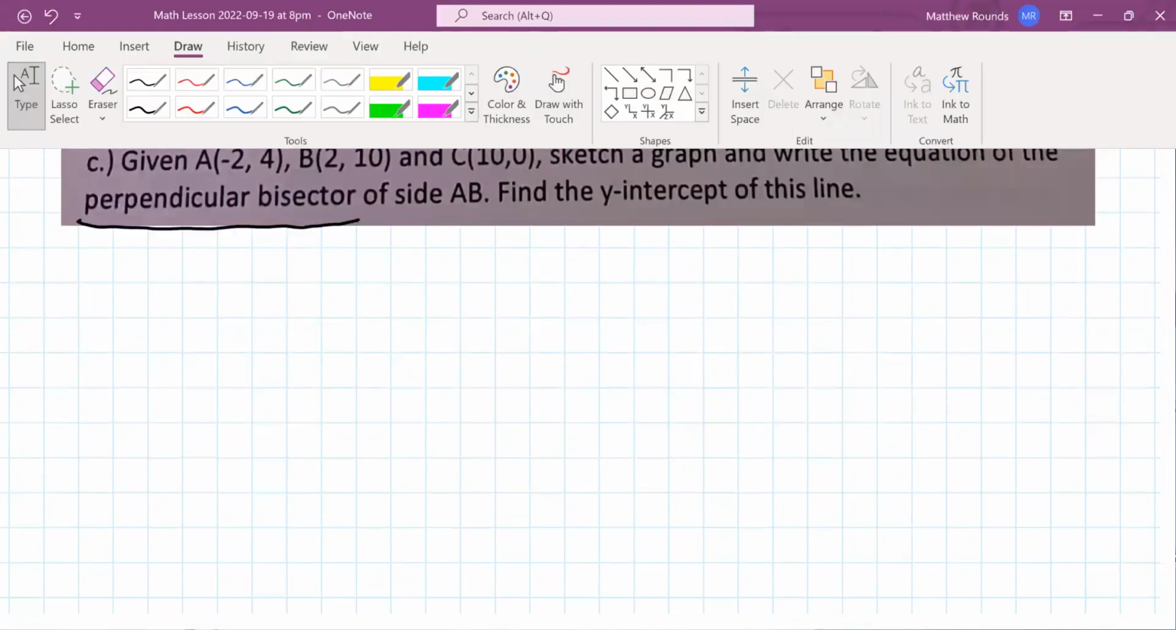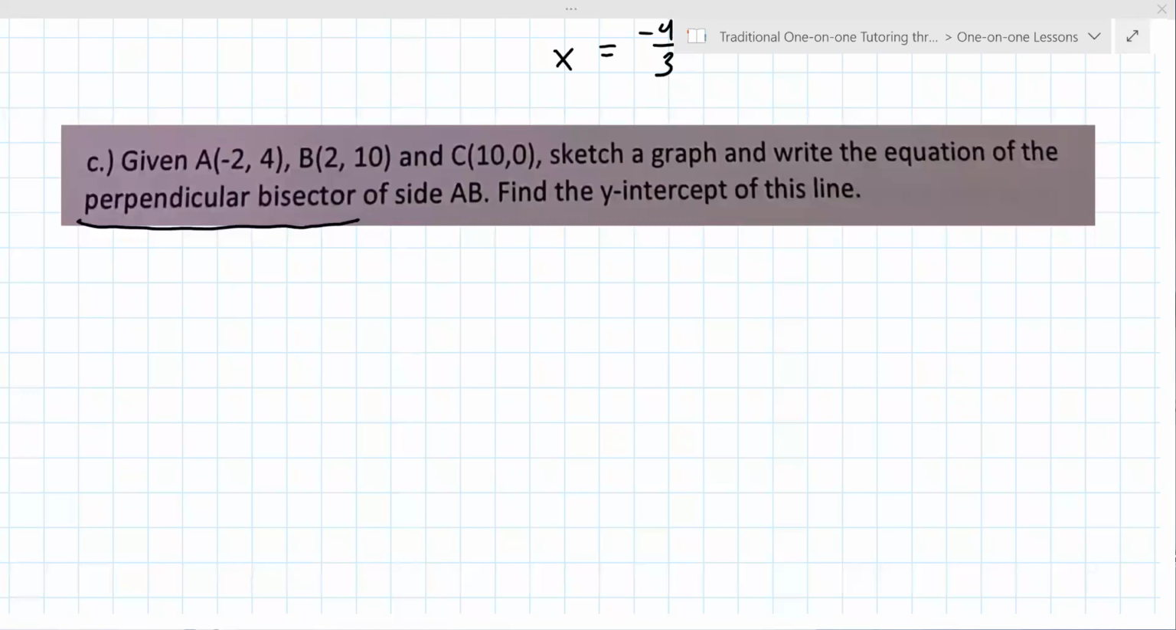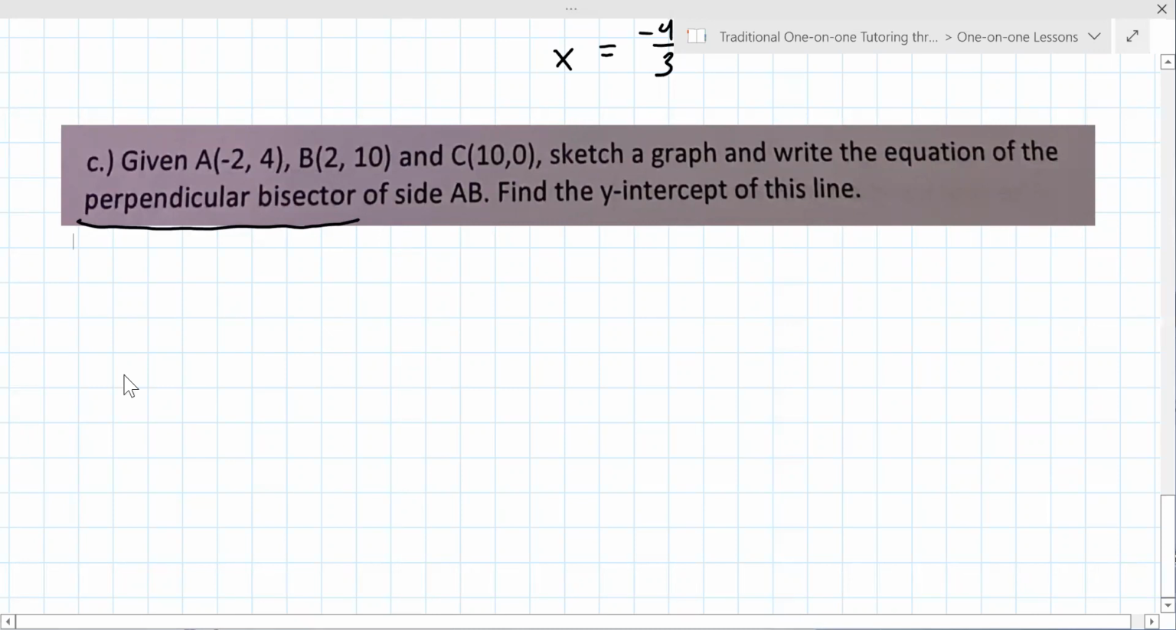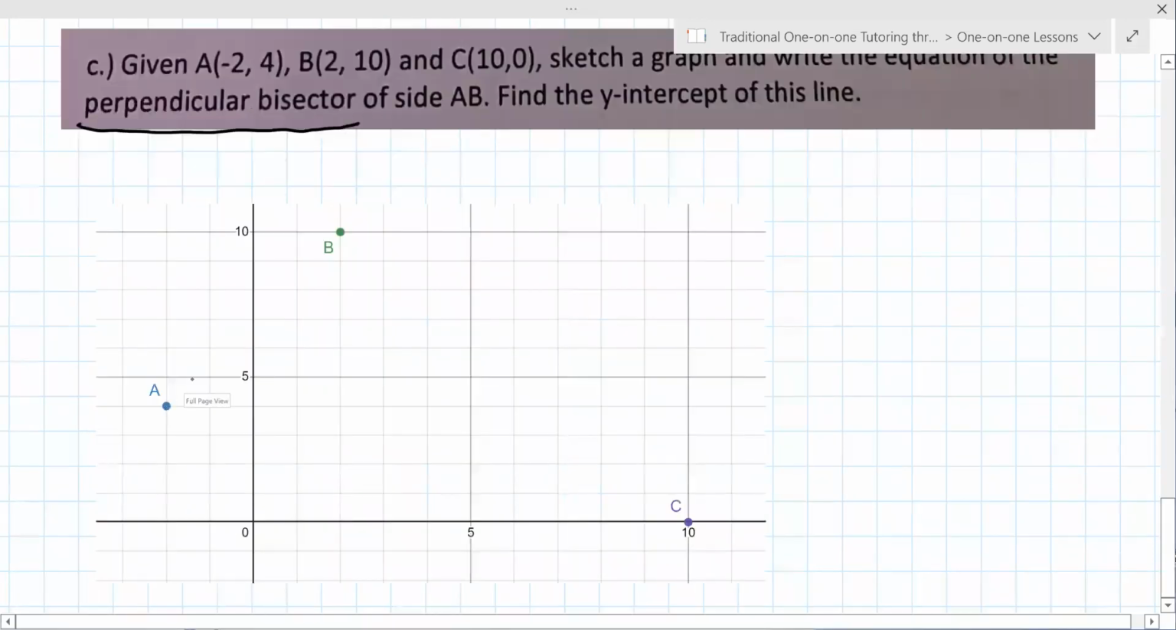(-2, 4) and (2, 10). So it's the same graph again. Let me grab another snip of this. So this time, perpendicular bisector of AB.